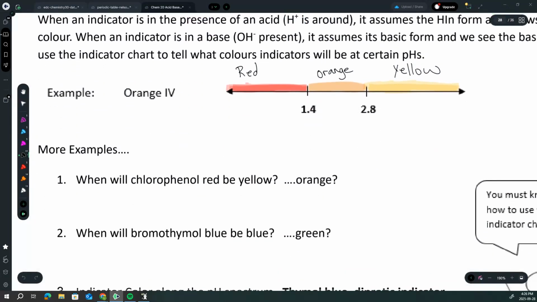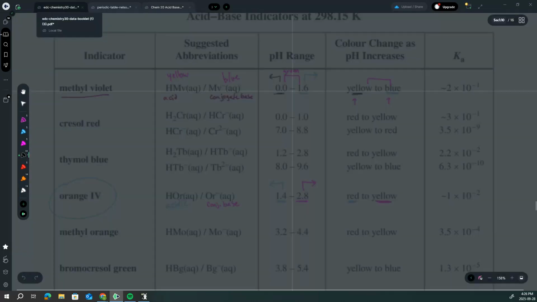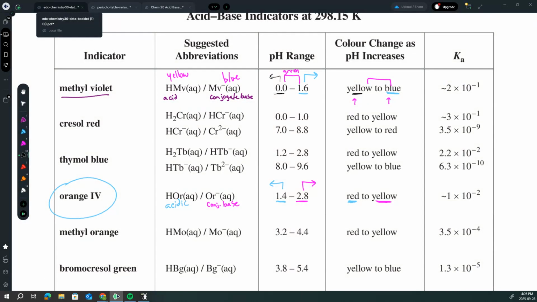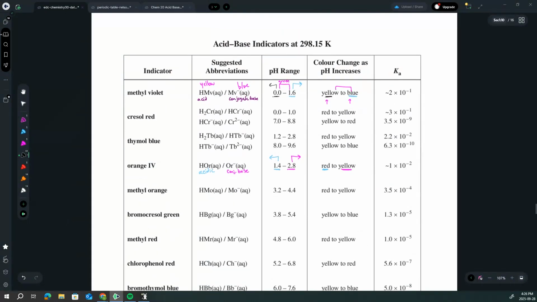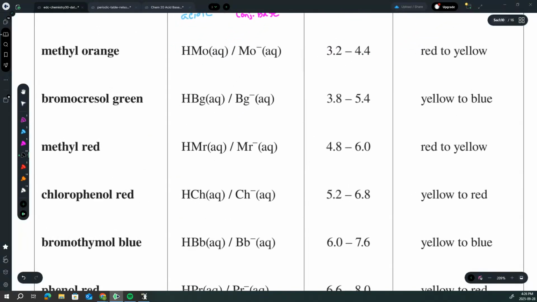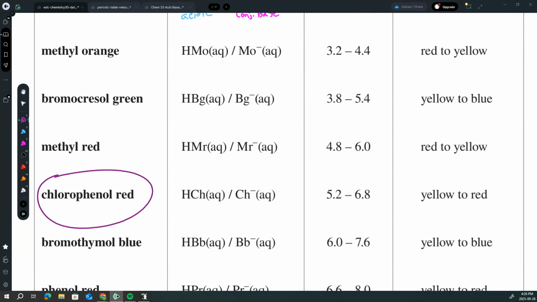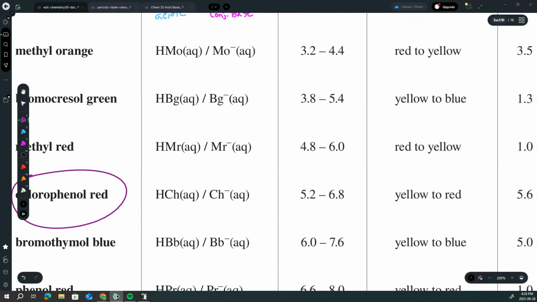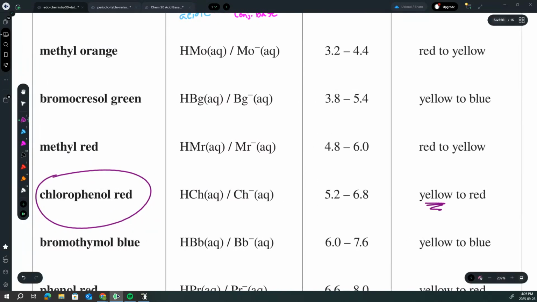So, some more examples. When will chlorophenol red be yellow? When will it be orange? So let's take a look. Chlorophenol red, that's the name of the indicator there. So let's get rid of this stuff here and let's find it. Okay, so we have chlorophenol red, and we're asked, when is it going to be yellow? Well, it's going to be yellow at 5.2 and below.